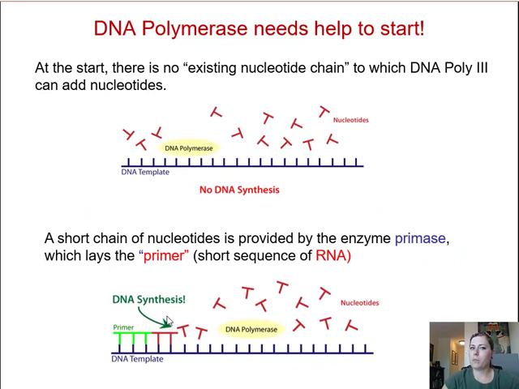But DNA polymerase needs a little bit of help to get started. It can't start adding nucleotides to nothing. So what it requires is a primer, so to speak, to be laid in order for it to add new nucleotides to. This primer is provided by an enzyme called primase, and it's just a short chain of nucleotides. After that primer is laid, DNA polymerase III can then start adding new nucleotides to the sequence.